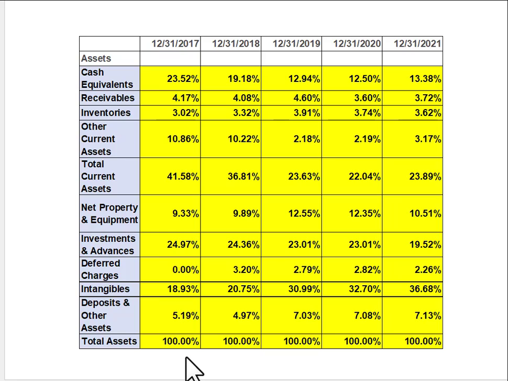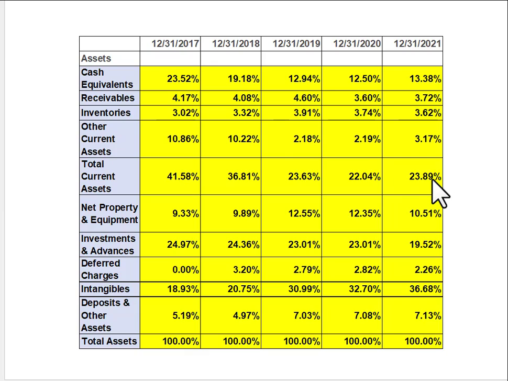So as a proportion of assets, what is the proportion of this item? Or how does it relate to assets? So we can see here across the board, there's been a decline in cash equivalents. In 2017, 23% of its total assets were cash. In 2021, it's 13.3%. Why the decline? We might want to be interested in knowing that number. Total current assets have declined as well.